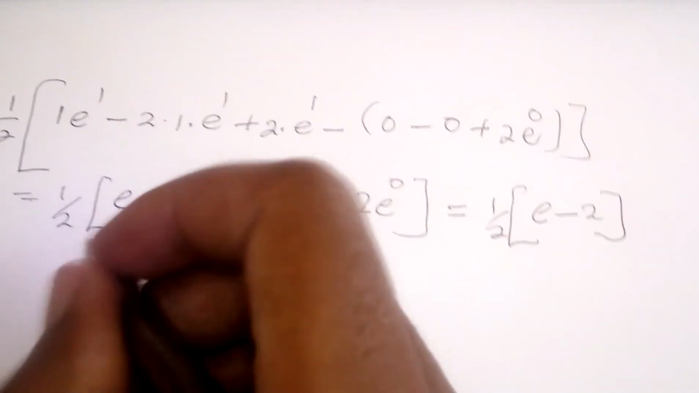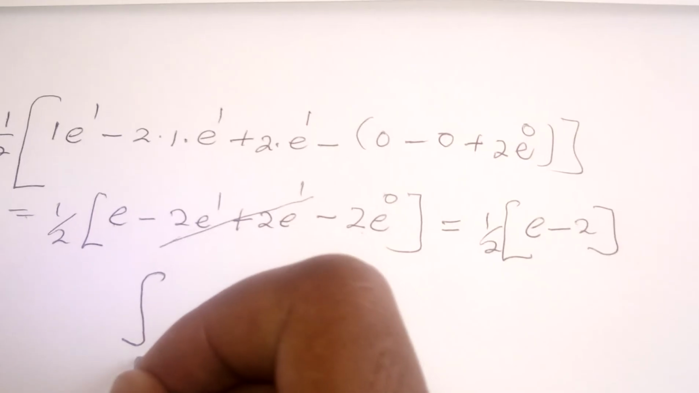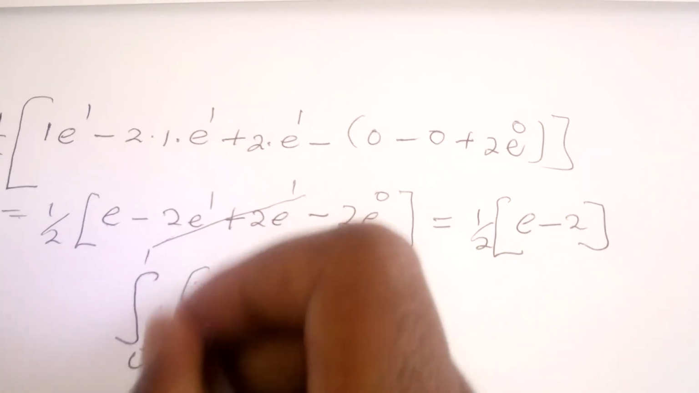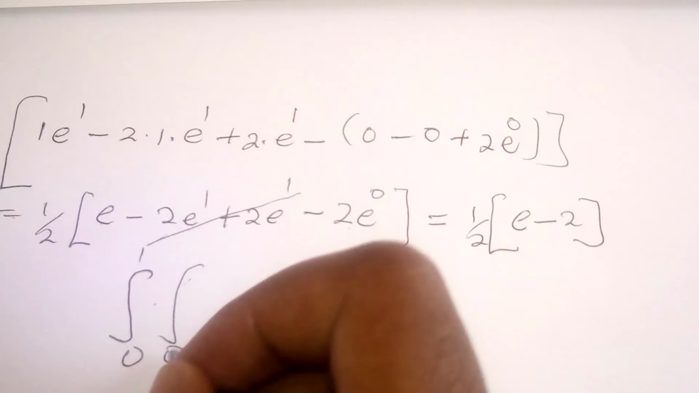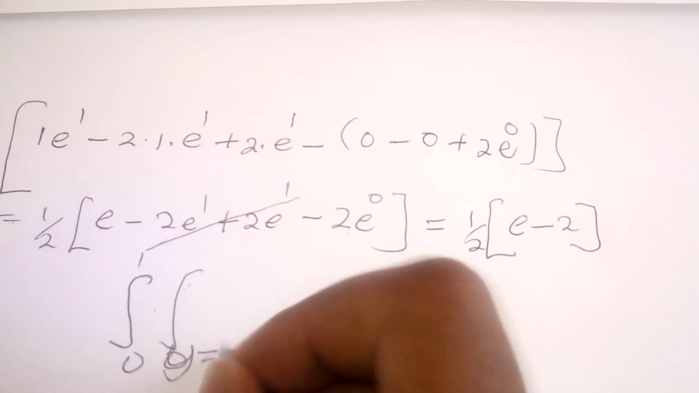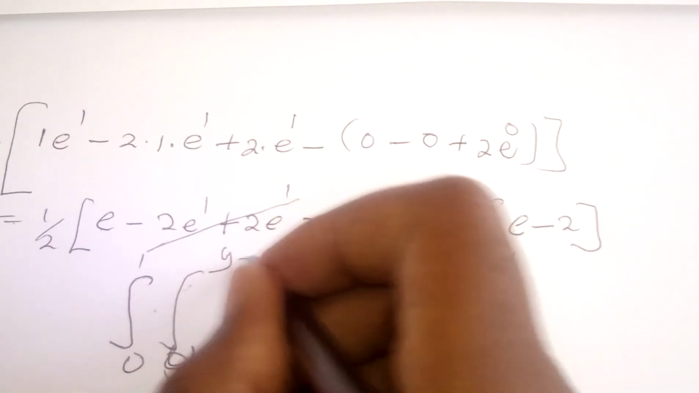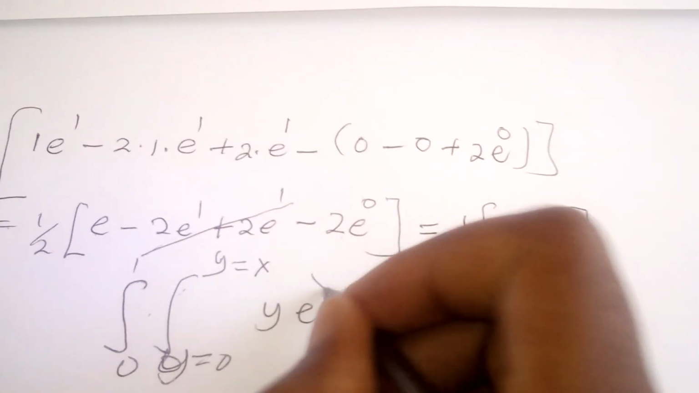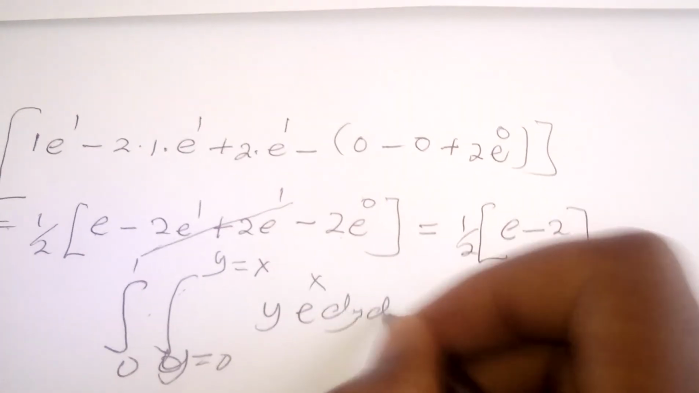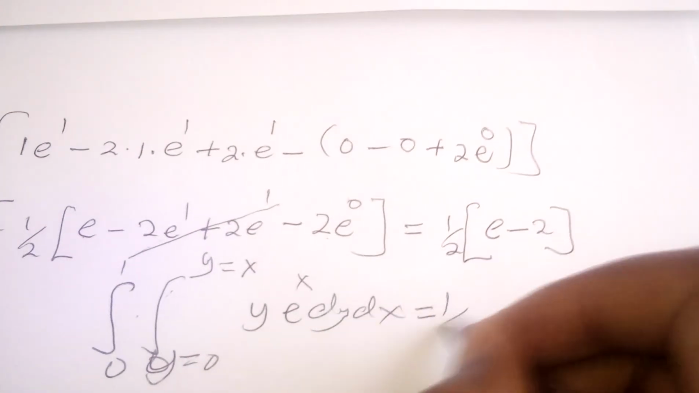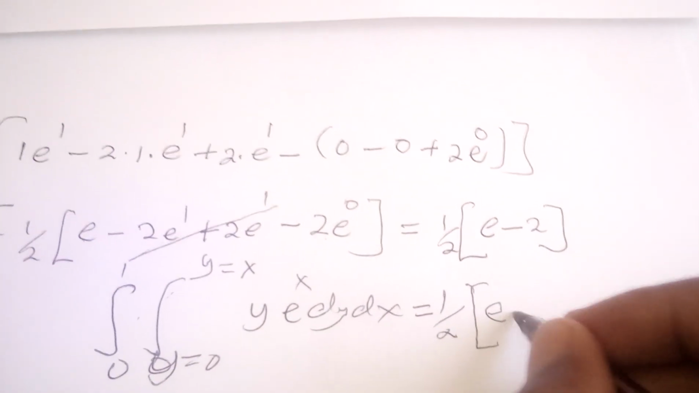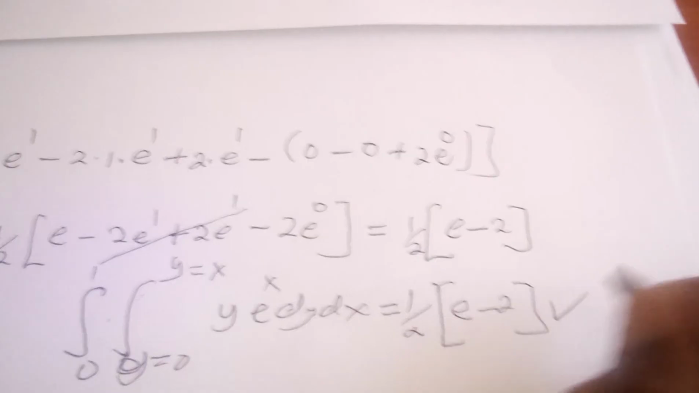So we can say the integral from 0 to 1, that's a double integral in fact, from y equals 0 to y equals x, of y e to power x dy dx, is equal to an awesome answer. I have e minus 2.